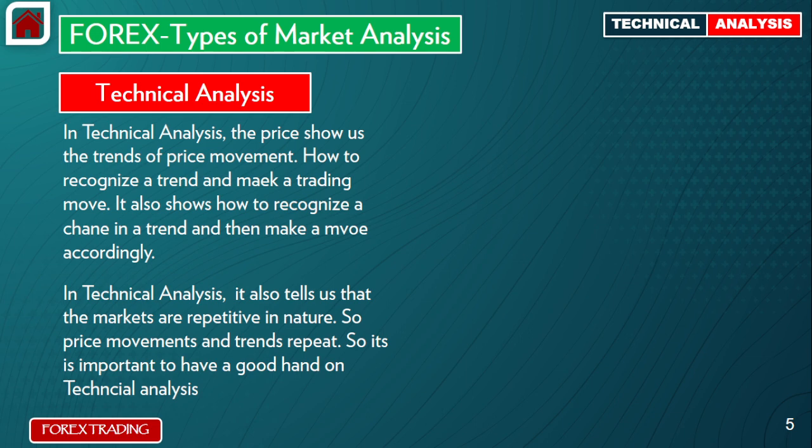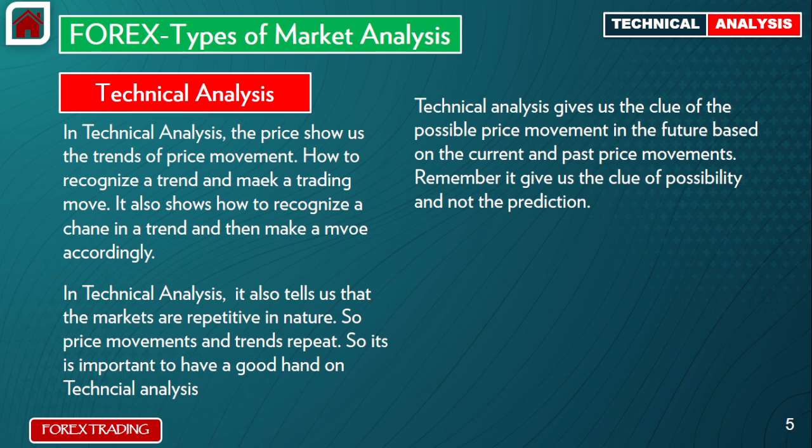So if you have seen one pattern repeatedly, for quite some time at a particular point in time, it means that that price pattern is repetitive, and it means that the markets are repetitive in nature. So technical analysis also gives us the clue of the possible price movements in the future based on the current and past price movements. And remember, it gives us the clue of possibility and not the prediction. It gives us indications of possibilities, and not necessarily a prediction that the market will definitely go in that direction. So there's a difference between a possibility and a prediction.